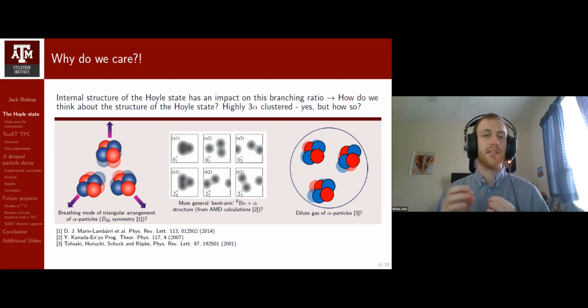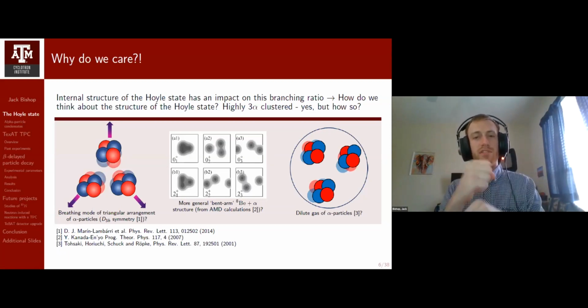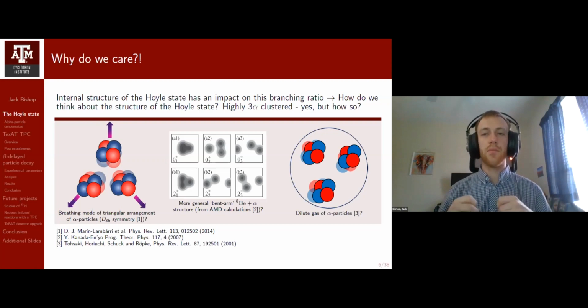We know that the Hoyle state itself is highly alpha clustered. So this means rather than thinking of an amorphous ball of protons and neutrons, if you look at the intrinsic structure, you can think that there are actually little preformed clumps of alpha particles which are sitting inside the nucleus. And it'd be very interesting to understand exactly how the Hoyle state is clustered in this way.